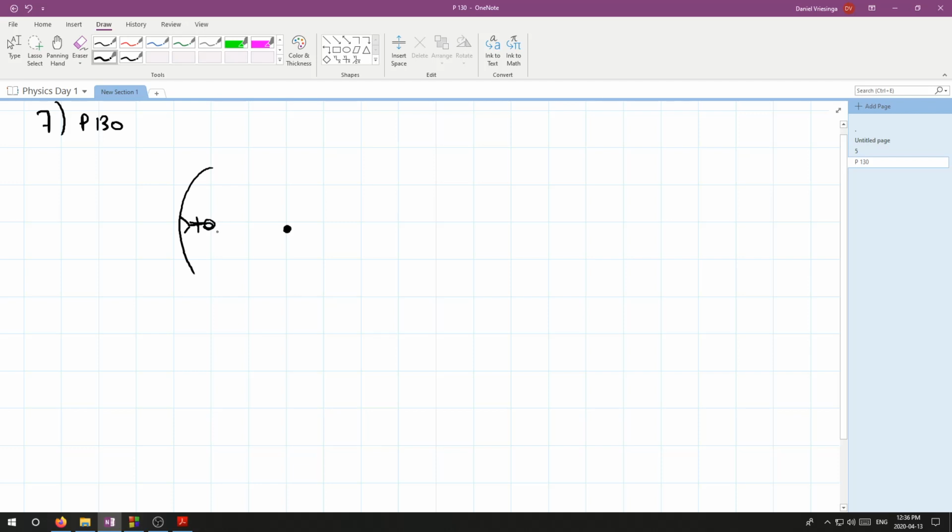Okay, so what's the free body diagram on this person? We can look at it from two perspectives. We can look at it from this person's perspective inside the spaceship, or we can look at it from the perspective of someone watching it happen outside of the spaceship. Either way, it's all the same math.